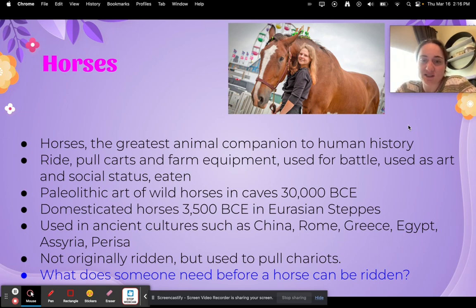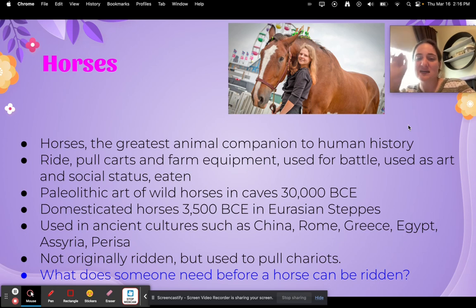Paleolithic art of wild horses in caves dates back to 30,000 BCE. Domesticated horses date to about 3,500 BCE, but they really don't reach other parts of the world, like Europe and Asia, until about 2000 BCE. So they were originally domesticated on the Eurasian steppes, which is the border of Europe and Asia. And they were used in ancient cultures such as China, Rome, Greece, Egypt, Assyria, and Persia. Not only can they be ridden, but they can also pull chariots, like we talked about before.